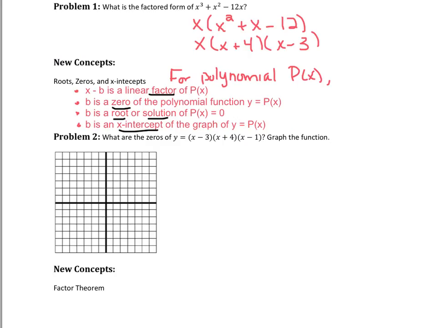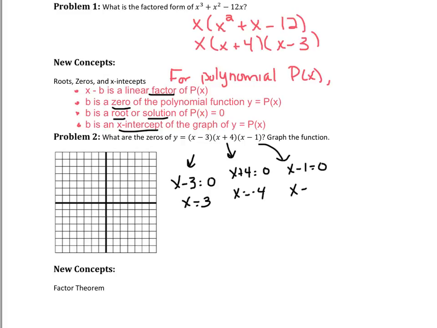So what I'm going to do then is I'm going to use the zero product property, and we've talked about that in other sections. I'm going to set x minus 3 equal to 0, and I'm going to get a 0 of x equals 3. I'm going to set x plus 4 equal to 0, and I'm going to get a 0 of negative 4. And I'm going to set x minus 1 equal to 0, and I'm going to get a 0 of x equals 1. Now remember, zeros are also the x-intercepts of the graph, so these are considered to be critical points.